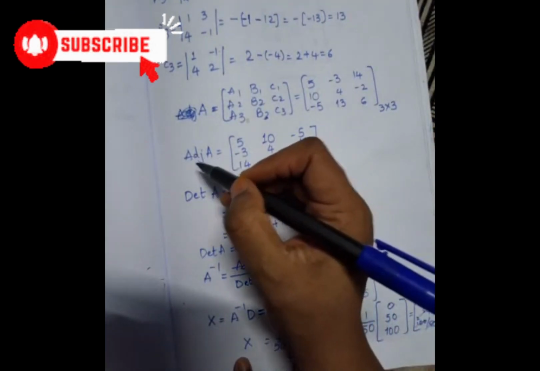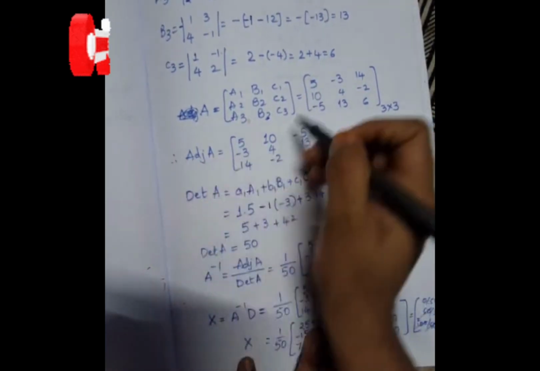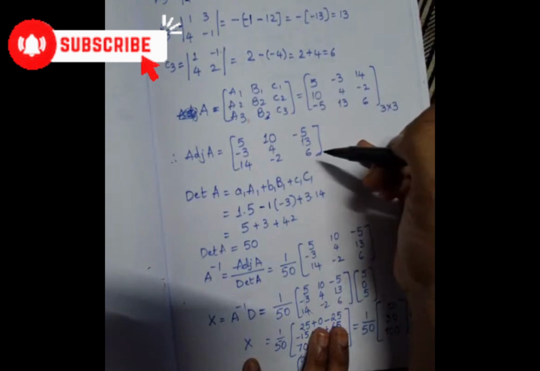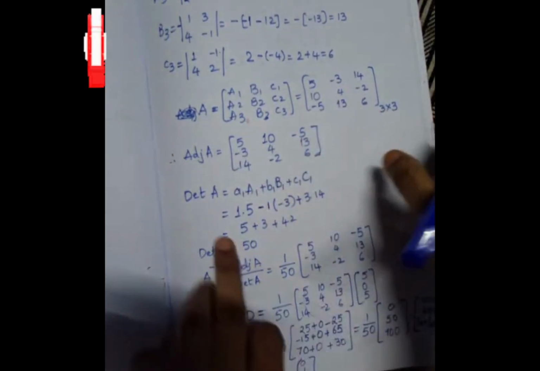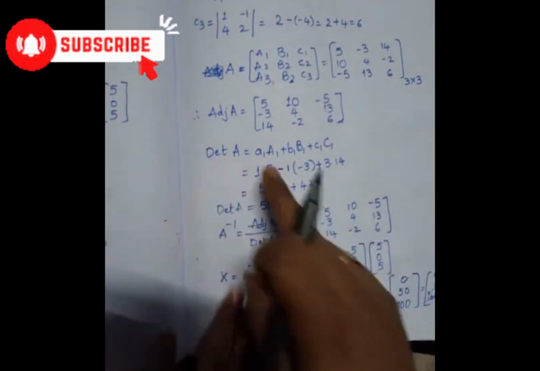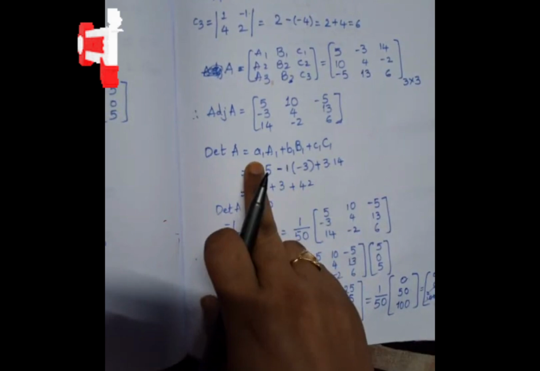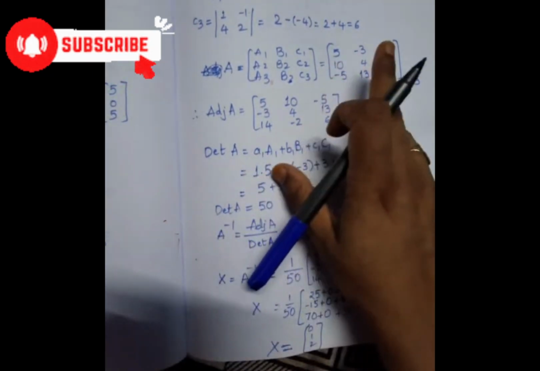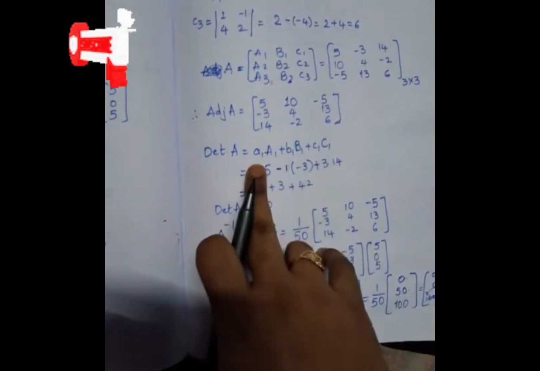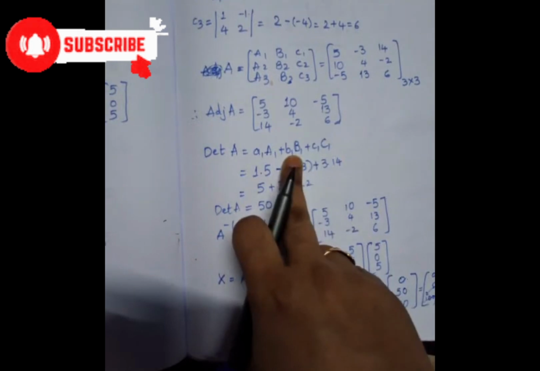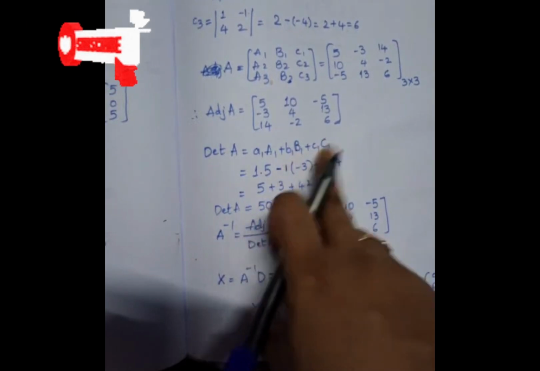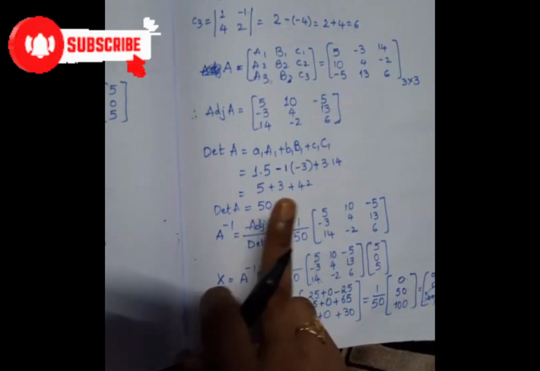Now form a matrix from a1 b1 and so on, writing in matrix formation. Therefore the adjoint of A is obtained by converting these rows into columns. Now find the determinant of A. Determinant of A means we multiply the given terms of the first row with the obtained terms of the first row: small a1 with capital A1, small b1 with capital B1, small c1 with capital C1. So we get the determinant.